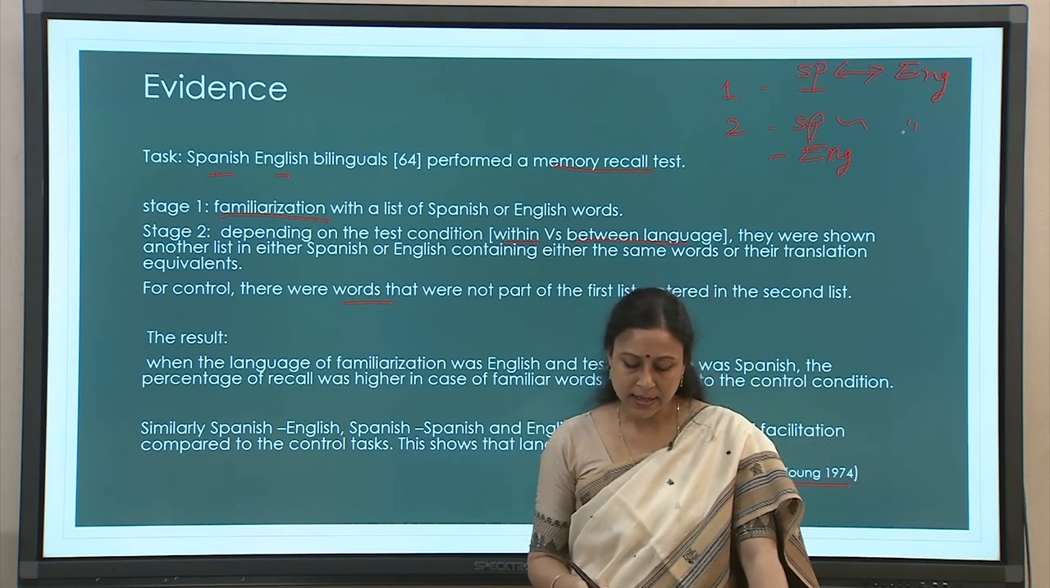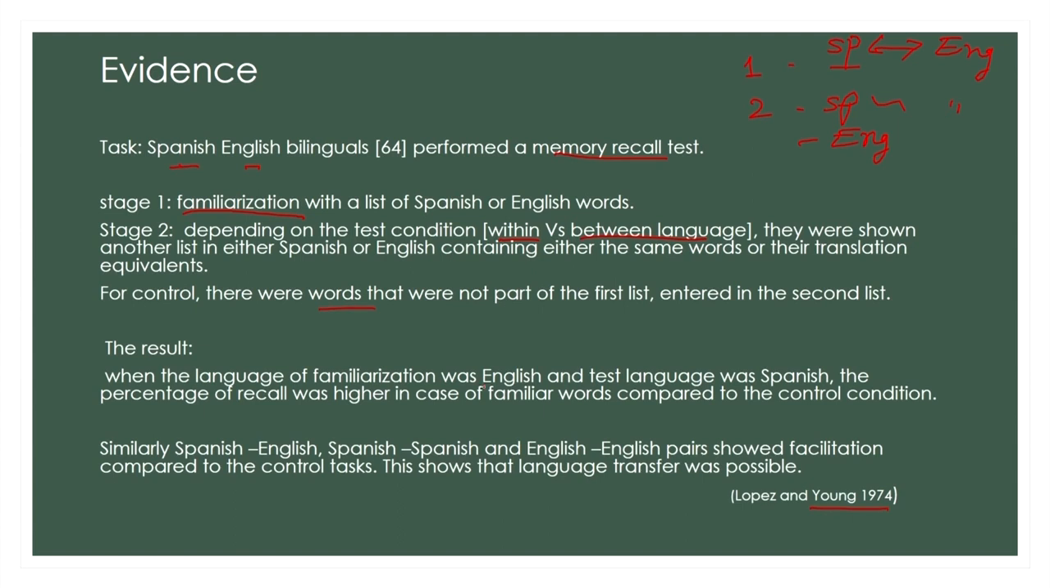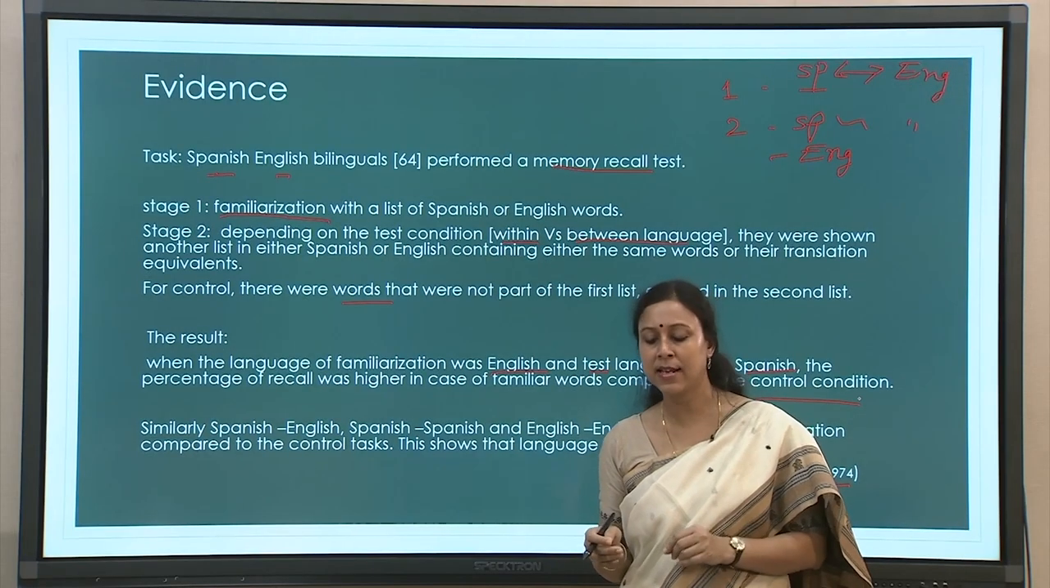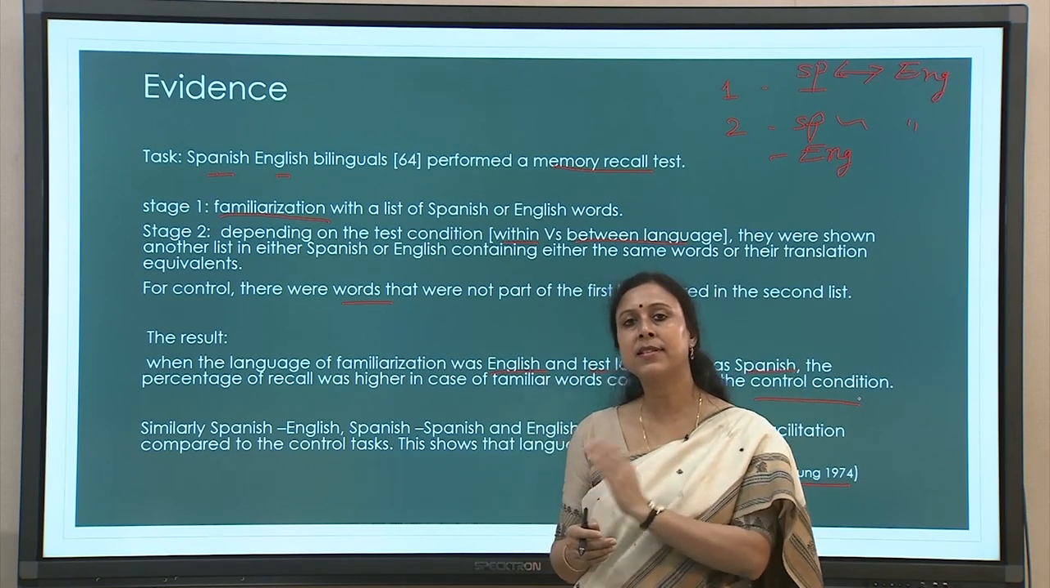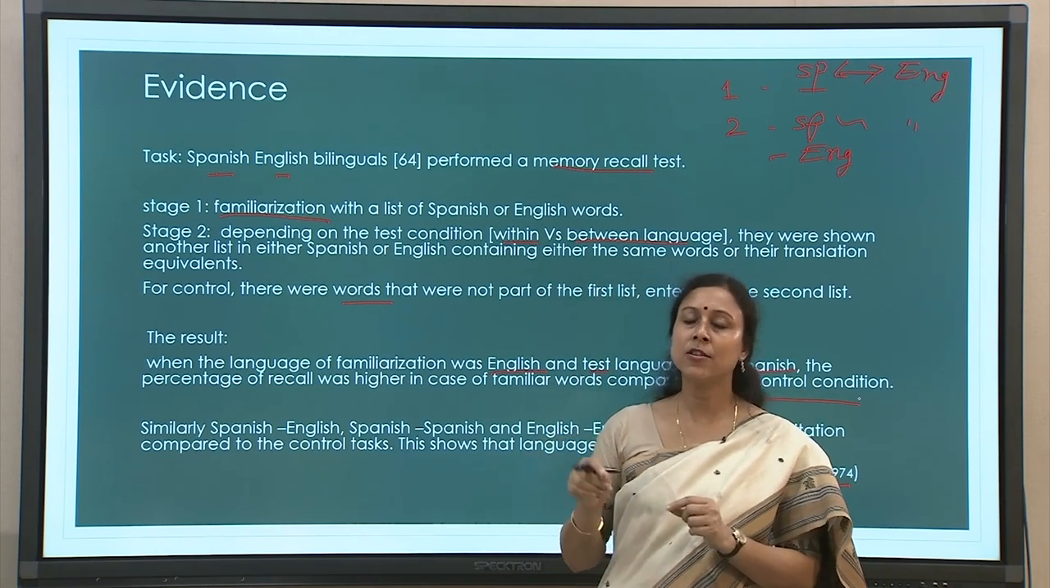The result showed that if the language familiarization was in English and the test language was Spanish, the percentage of recall was higher for familiar words in comparison with the control condition, as in when these words were not part of the first list. So, whether it was English or Spanish, the words were translation equivalents. If they had seen a word in Spanish, like casa, which means house, and then saw house in English, this also facilitated recall.